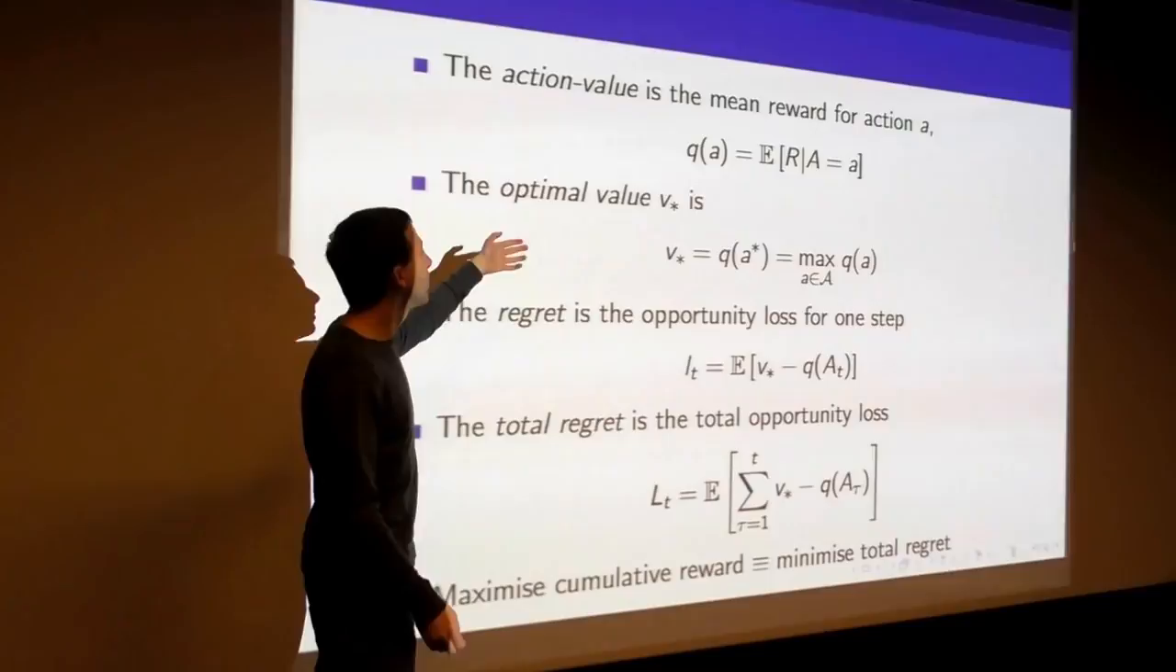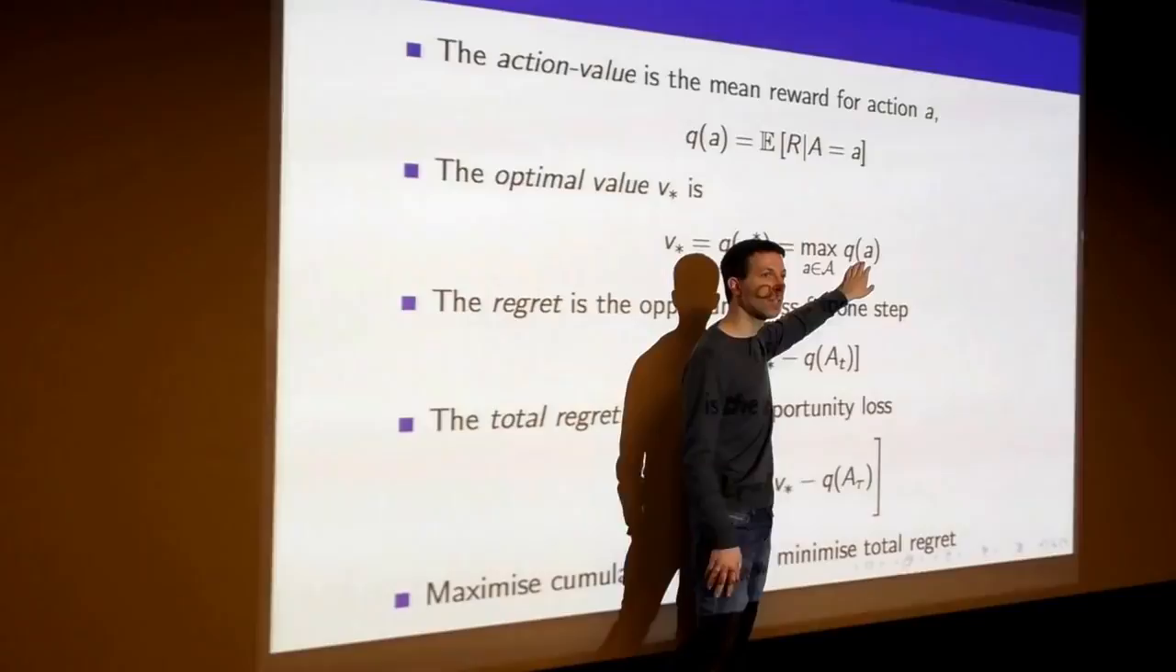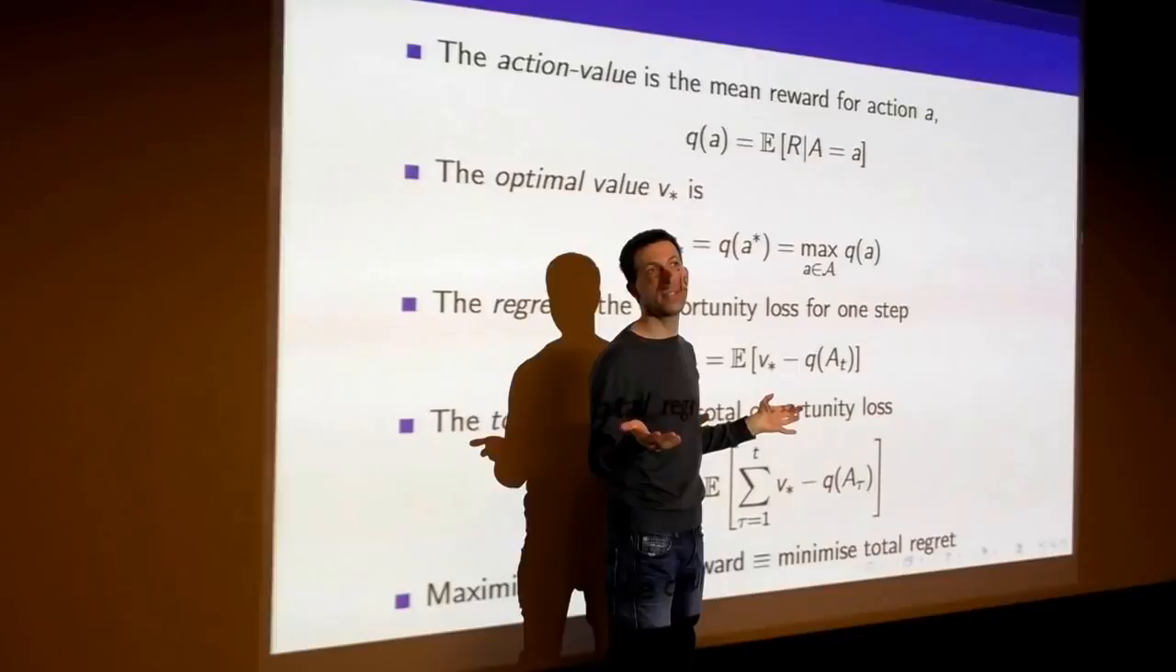And the optimal value is the best that we could possibly do. If we knew which machine paid out the most, we would just always pick that machine again and again and again. So we would basically get the max of all our Q values, because we'd always just choose the machine with the maximum payout. And that's the V star. That's the best we can do in this domain. We can just keep getting V star again and again and again.